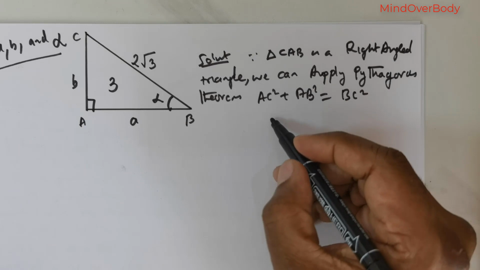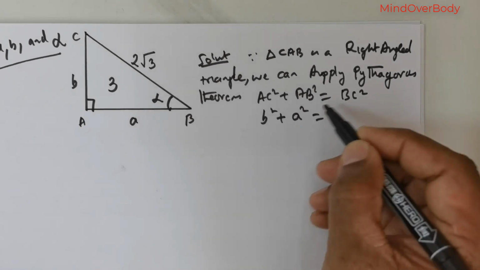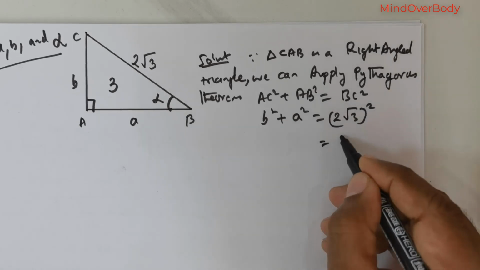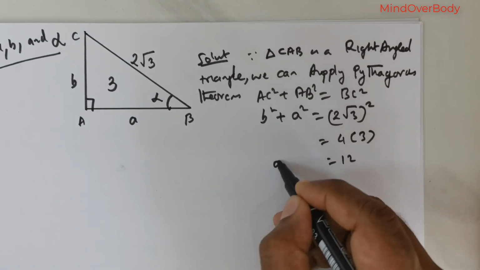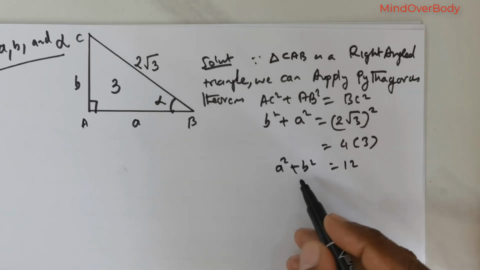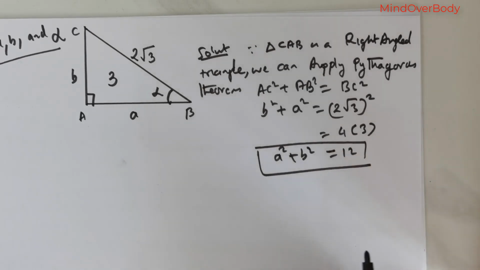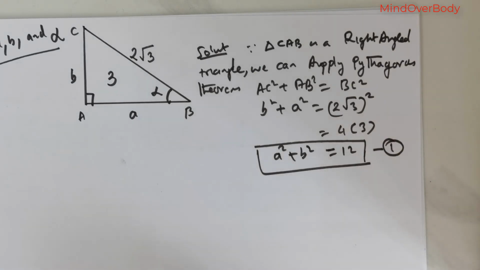Now AC squared is B squared, AB squared is A squared, BC squared is 2 times the root of 3 raised to the power of 2. This is going to be 4 times 3, which is going to give you 12. So I can write this as A squared plus B squared is equal to 12. Okay, that is one beautiful equation. So let me name it as 1.